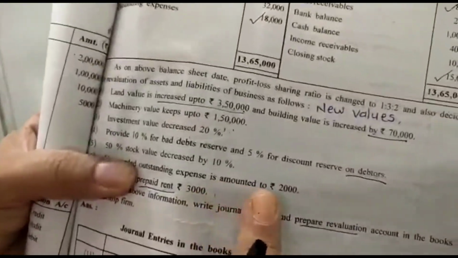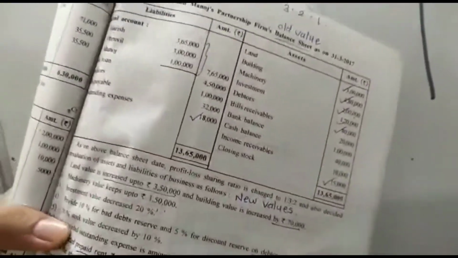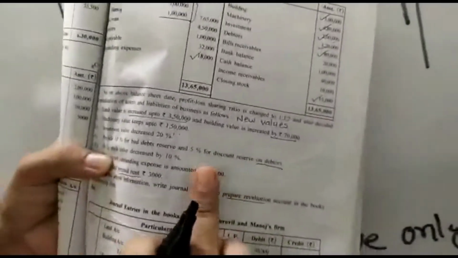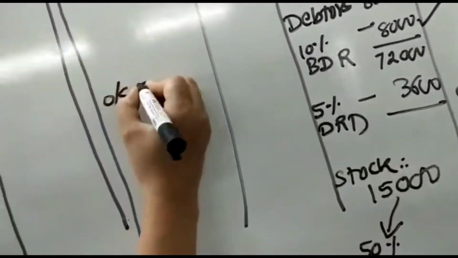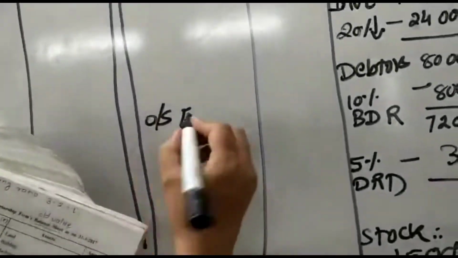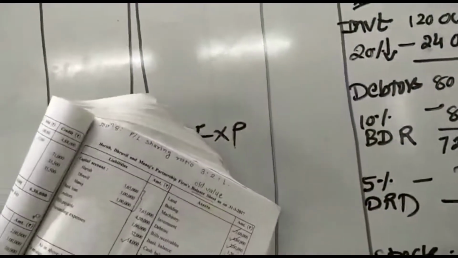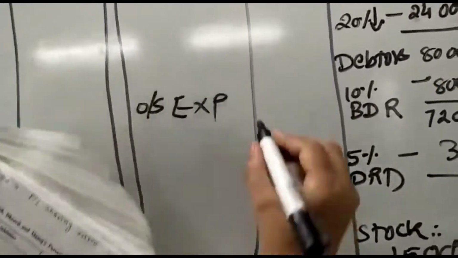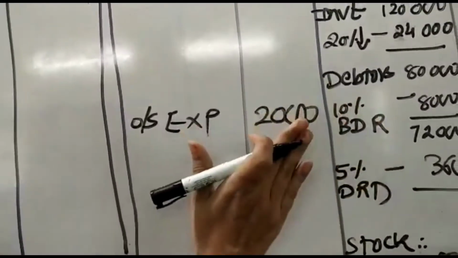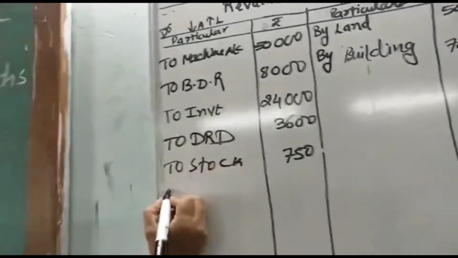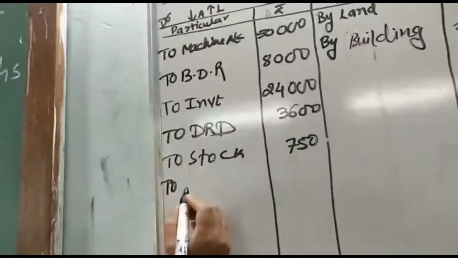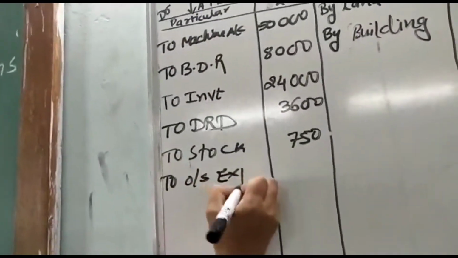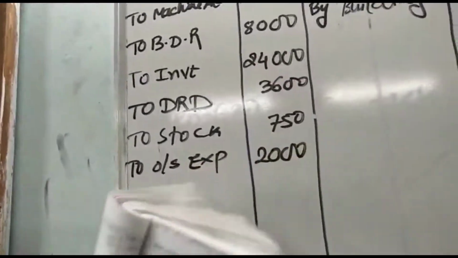Unrecorded outstanding expense is amounting to rupees 2,000. It is yet to be recorded. Is it my liability? Yes. Is it an increase in my liability? Yes. So the first effect, outstanding expenses, first effect on the liability side, that is 2,000. Another effect, revaluation account debit, increase in liability to outstanding expense 2,000.